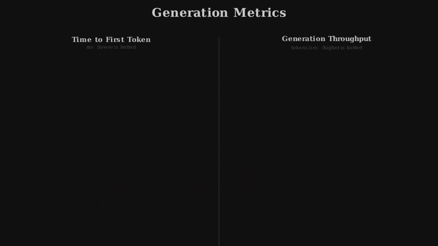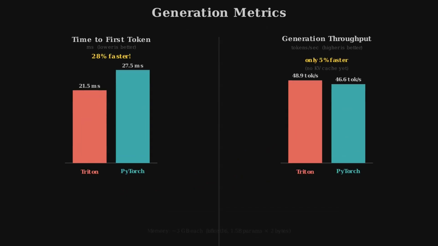But what about text generation? Here's the cool part. Our time to first token is 28% faster than PyTorch. That is a clean, measurable win for our custom kernels. However, for overall generation throughput, we are hitting about 49 tokens per second, which is only a 5% bump over the PyTorch baseline. Memory usage is exactly the same for both, around 3 GB.